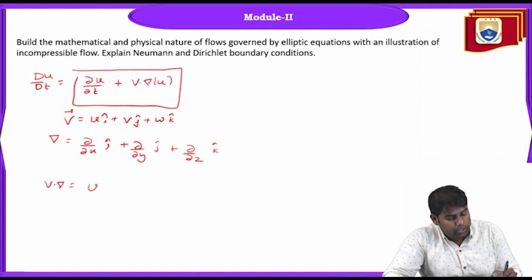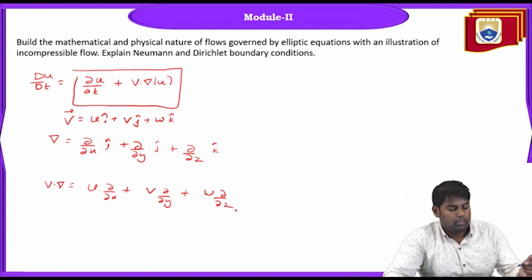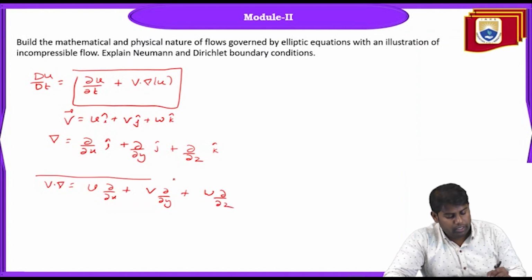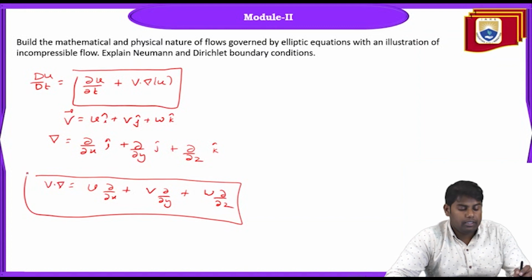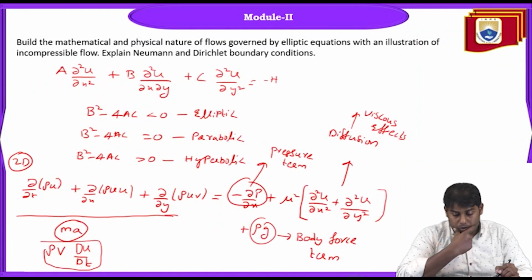You have u into ∂/∂x plus v into ∂/∂y plus w into ∂/∂z. Okay, so this is what we have. So in this way, you have this, which is called the convective derivative, and this is called the local derivative. Now if you see this equation, so what do we have? We need to see the elliptic equations.